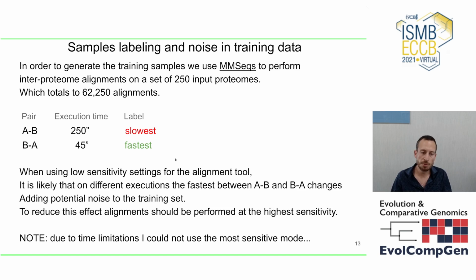The problem is that in some of these alignments, if A and B are very close, very similar also phylogenetically, it can happen that, because we do it in parallel, if the system is very busy, sometimes AB is faster than BA, but in another run, it could be that BA is the fastest, right? So what I'm trying to say is that in some cases, there could be some noise in our training data. The only way to reduce this is to run, in my case, MM6 at the most sensitive settings, which would somehow mitigate this effect.